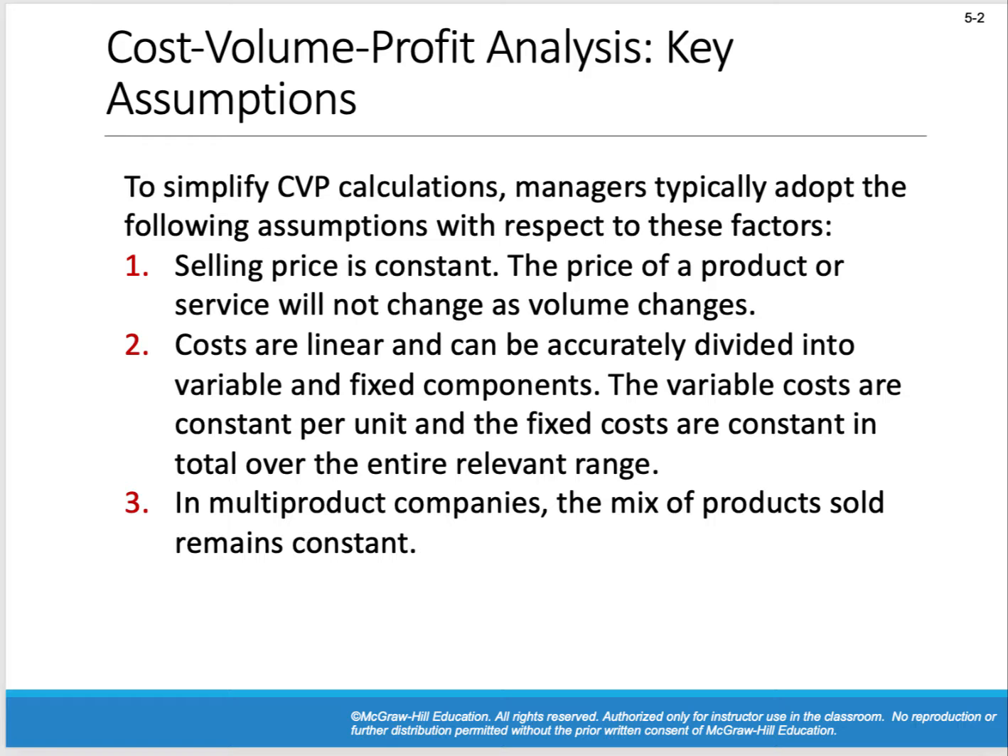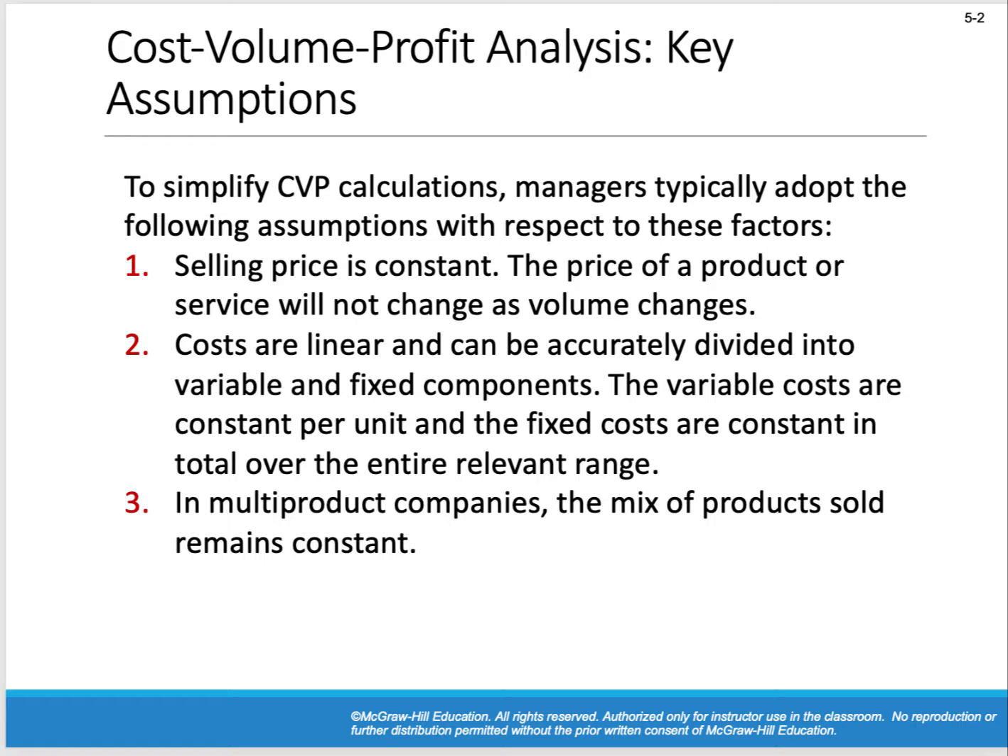So the third assumption that we hold when conducting CVP analysis looks at multi-product companies, okay? And a multi-product company is nothing more than a company that sells more than one product, okay? Instead of selling one product, take for example BIC, right? The stationery company BIC, right? Not only do they sell pens, but they sell pencils as well. So they're a multi-product company, okay?